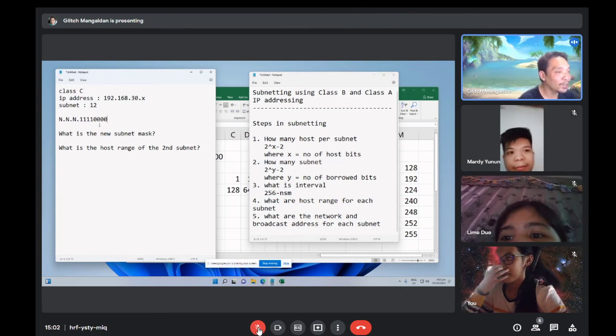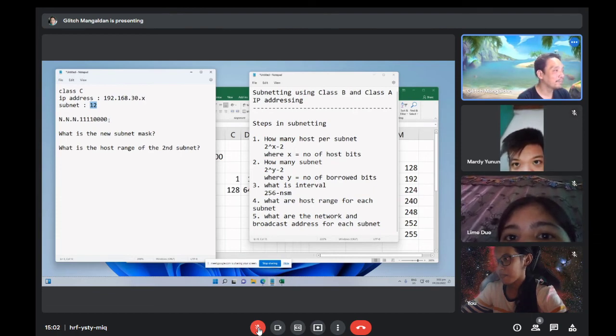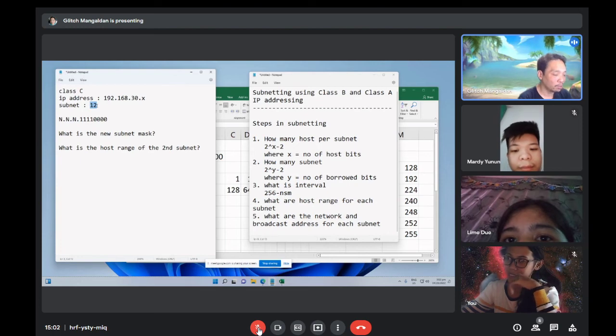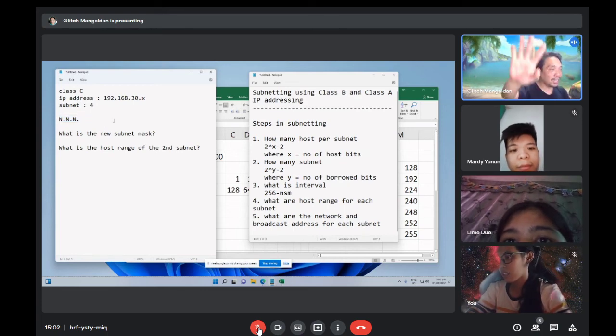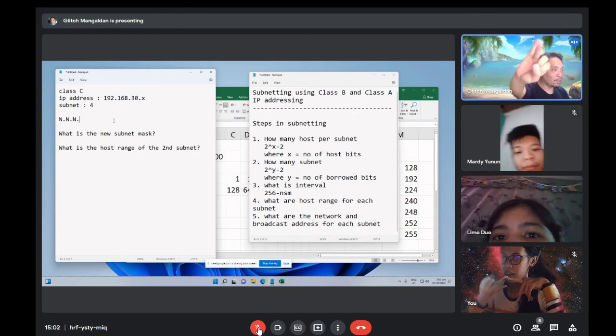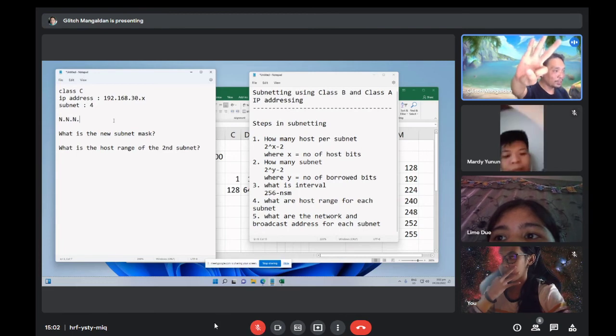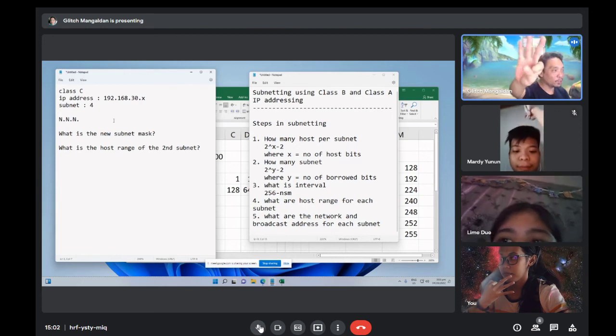Okay, ano kasi ulit yung question natin dito? 12 subnet ba? Nakalimutan ko na eh. Okay, let's say 4 na lang. Kung 4 yan, bilang tayo sa daliri. 2, 4. Hindi pwede yung 4 kasi may minus 2 pa yan. So, this is 8. 3. 2, 4, 8. So, yung 8 minus 2, that is 6.